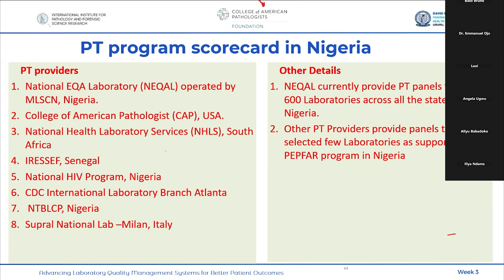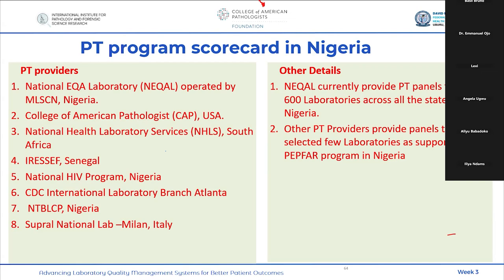Then, of course, we have the College of American Pathologists in the US, which, like I said, is the foundation that is supporting this webinar. About 3 of the labs I support actually subscribe to this for their serology and for their chemistry. So we get the panels from the US, and then we run the samples, send results back, and that is what we have actually been using for some time now.